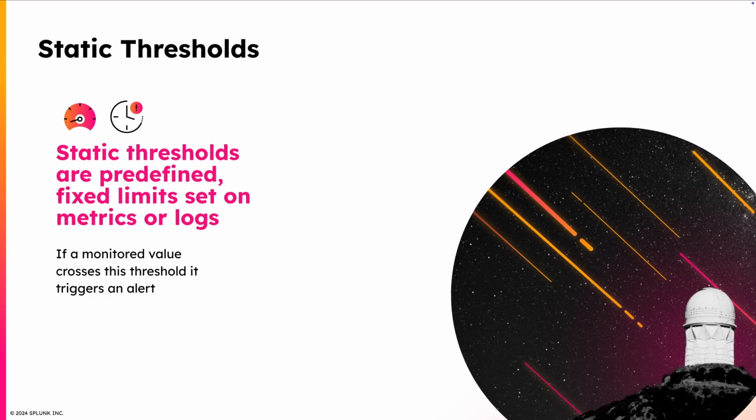Static thresholds are predefined fixed limits set on metrics or logs, and if a monitored value crosses this threshold, it triggers an alert. For example, you might create a static threshold that triggers an alert when the CPU utilization of a particular host crosses 90%.